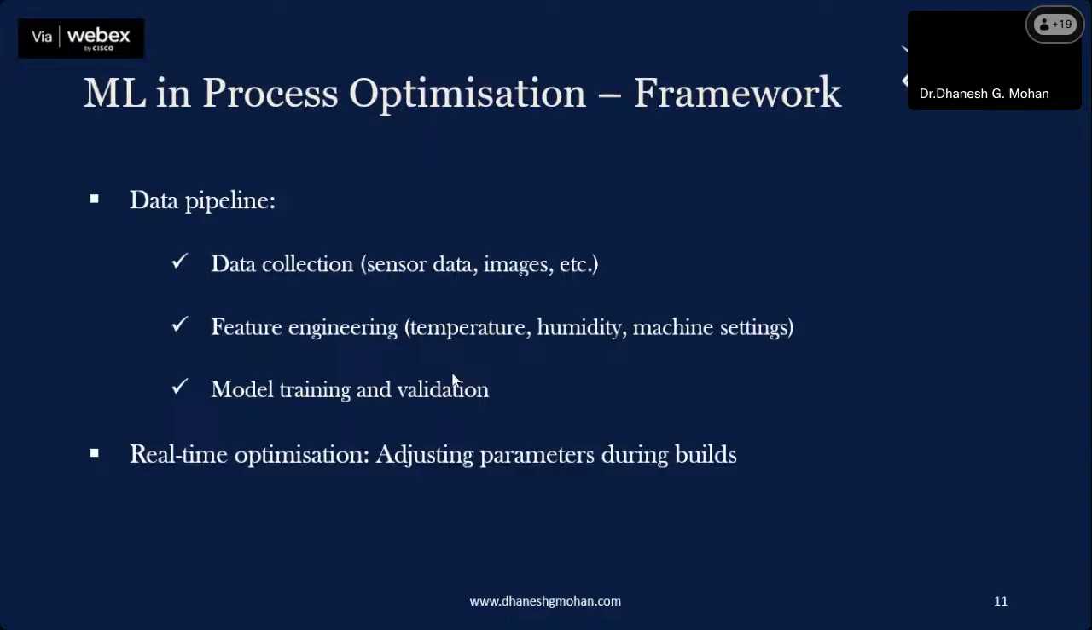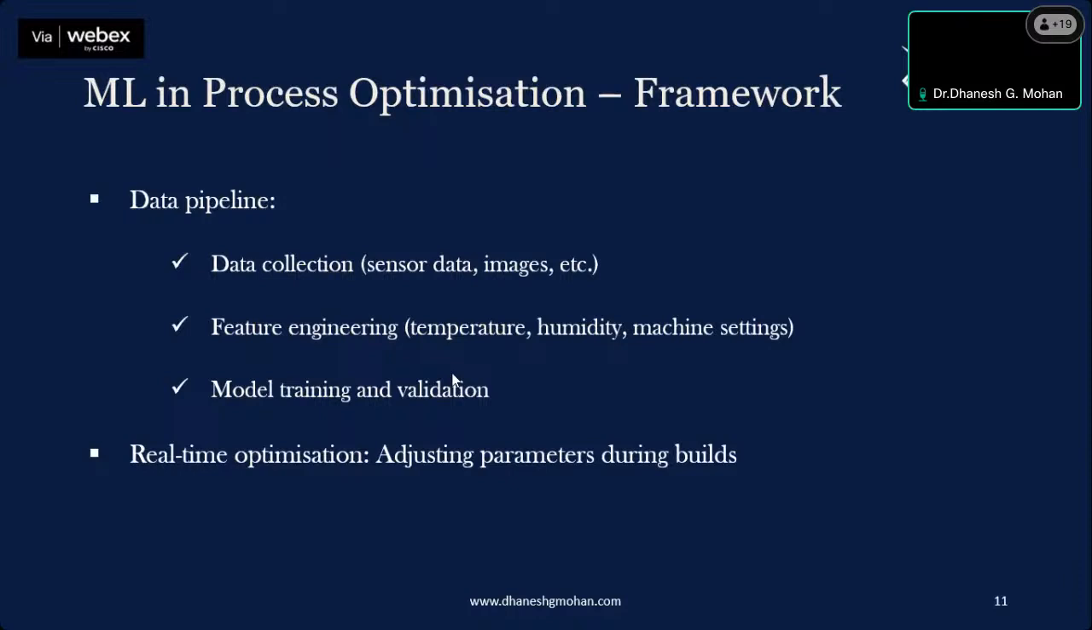ML in process optimization framework. These things I explained in our previous presentation, but if people weren't able to attend the previous presentation, I'm just giving a brief idea about this. Data pipeline. First of all, we are collecting data from different sources. For example, here we are considering this additive manufacturing system, and we can collect from thermal cameras, acoustic sensors, machine logs, images of the build surface, all of which provide valuable input. And we are collecting all this data. Some are raw data, some are explicit data.